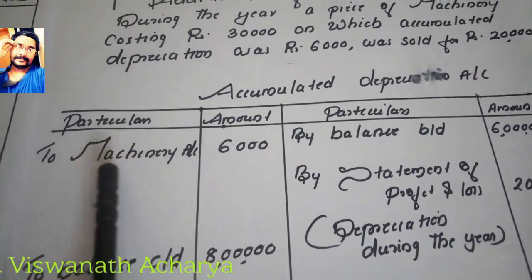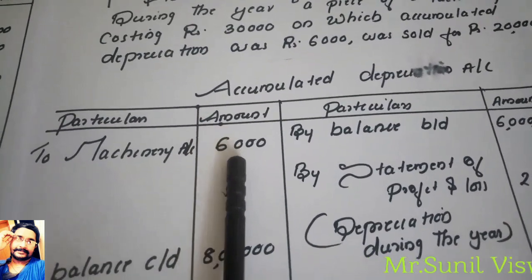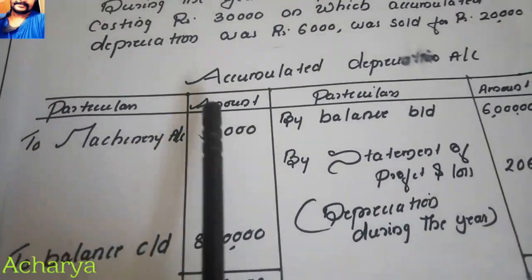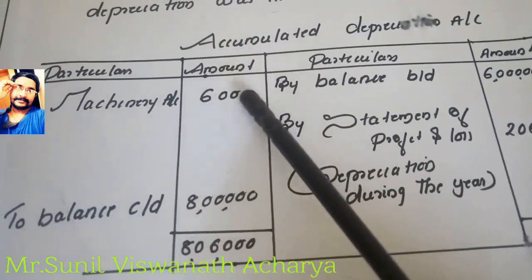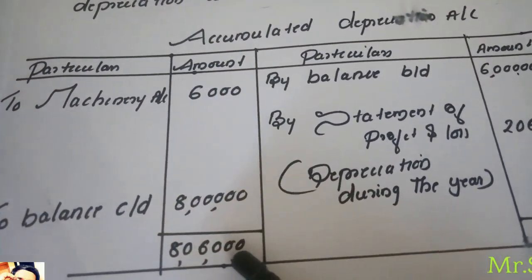So here we know accumulated depreciation has a credit balance. When transferring, we will write it on the debit side, to machinery account. How many rupees will we transfer? 6,000. Now, this much information is given, so we have to total this account. On this side two amounts, 8 lakh plus 6,000, we will get 8 lakh 6,000.